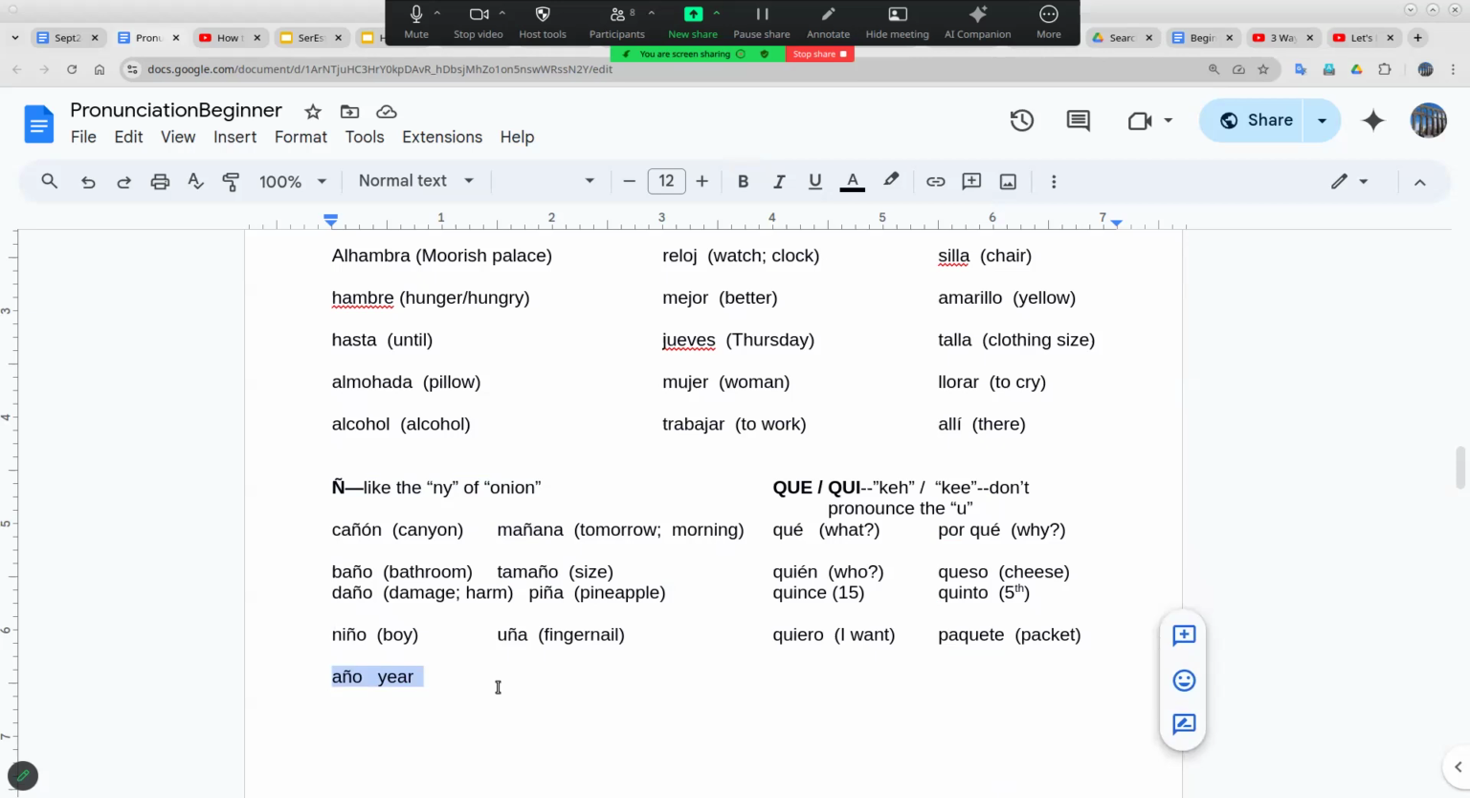This word año is year, and we use it often to talk about age. So if I want to say I am 60 years old, you can't say I am 60. In Spanish, to express that idea, you need a different verb that isn't I am. You need the word have.